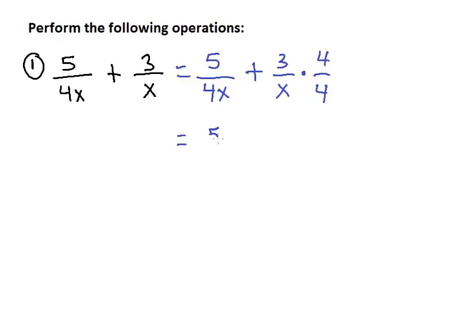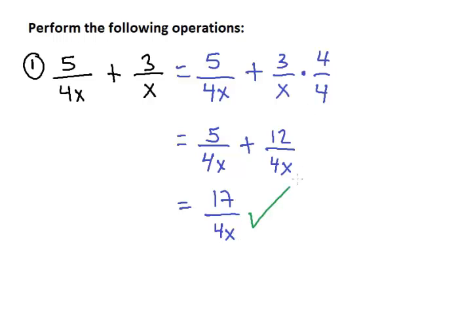Okay. Every time you multiply with a number, you're going to have to multiply up and down. So the first fraction is going to stay as 5 over 4x. Now the second fraction, if we multiply 3 times 4, it will give us 12. And if we multiply x times 4, it will give us 4x. Now we have the same denominator. If we have the same denominator, all we need to do is add. So 5 plus 12 will give us 17. The denominators, we're not going to add them, we're only copying the denominator, and that's it. That will be the answer of this exercise. Let's do another one.